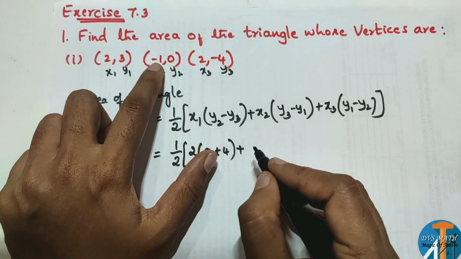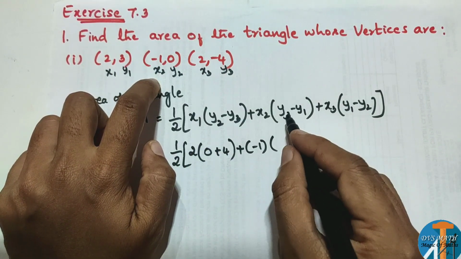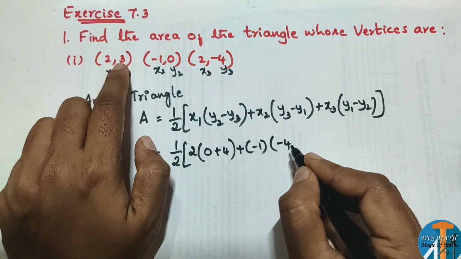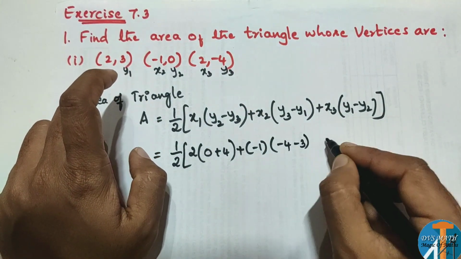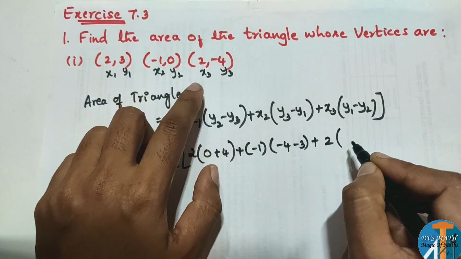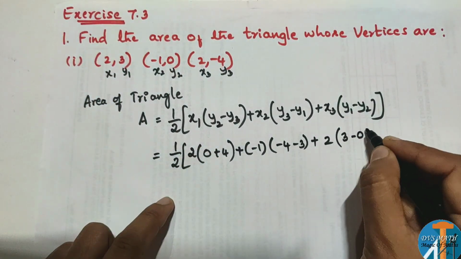Plus, what are you having? x2 is minus 1. Write it: minus 1. Then y3 minus y1. y3 is minus 4, y1 is minus 3. Plus, what is x3 now? 2. So 2 into what is y1? 3. 3 minus 0.